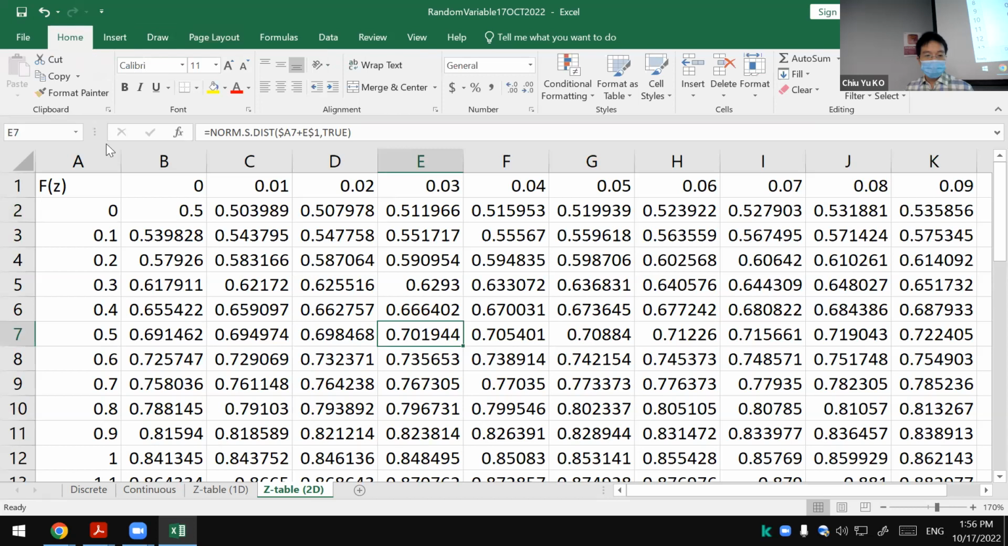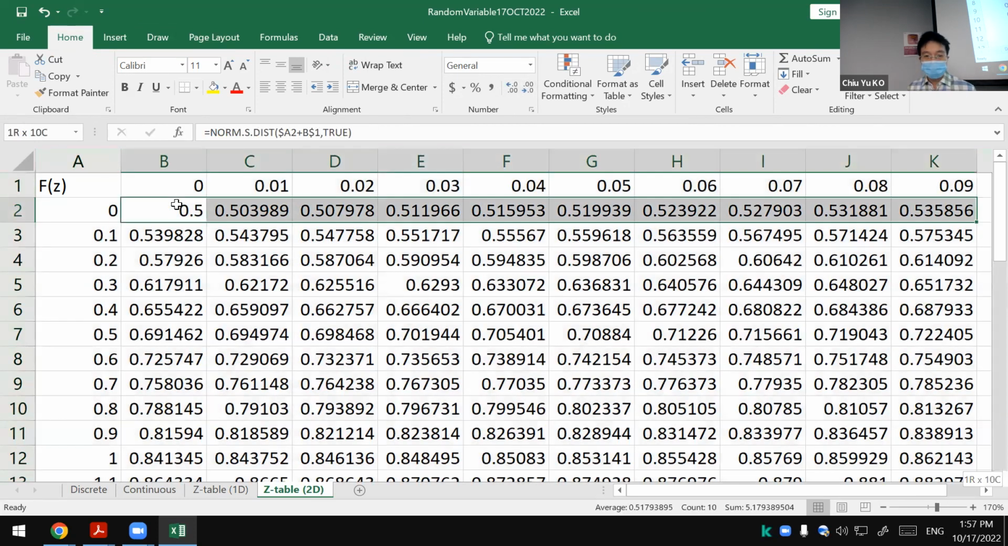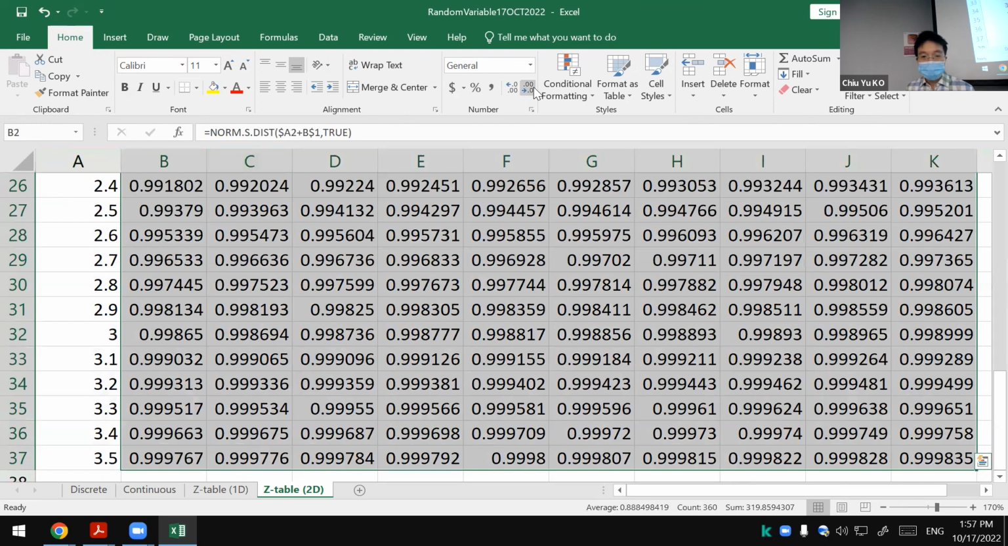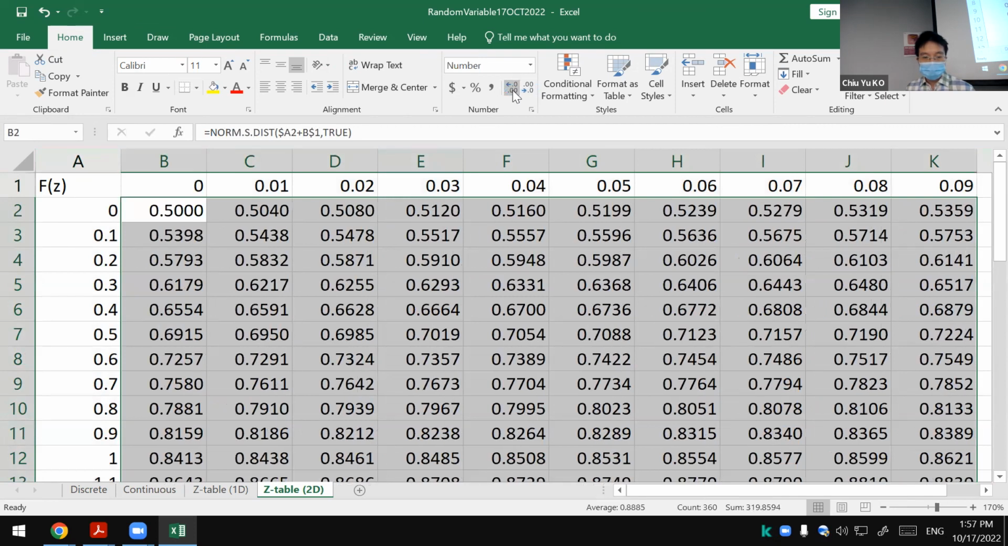And probably you would want to say, okay, this has too many decimal places. You want to reduce the number. Maybe I only need a 4 decimal number. Once you change it, then it becomes nicely formatted.